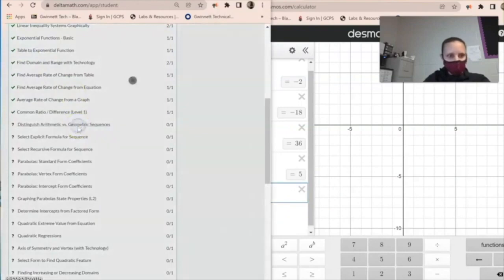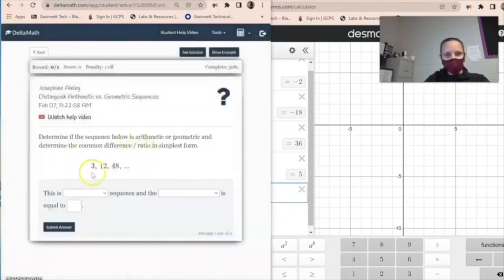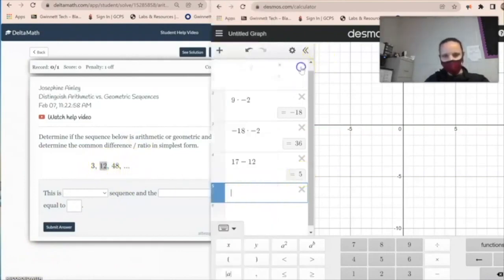All right. Distinguish between those two. So are you adding and subtracting, or are you multiplying each time? So looking from 3 to 12, my multiplying looks like times 4. If I do 12 times 4, will I get 48? I don't know. Let me check.